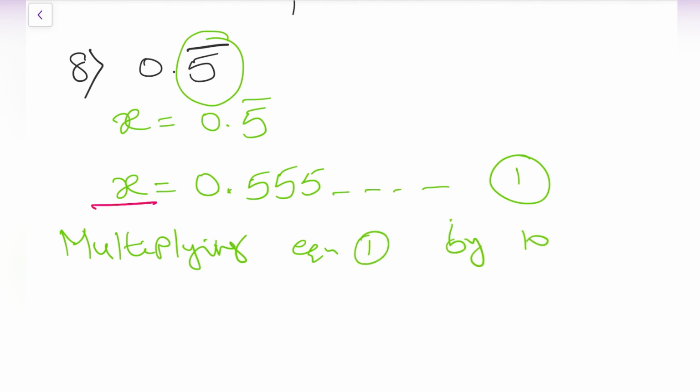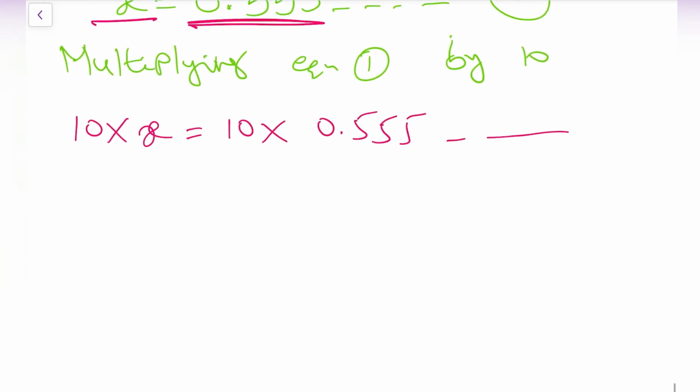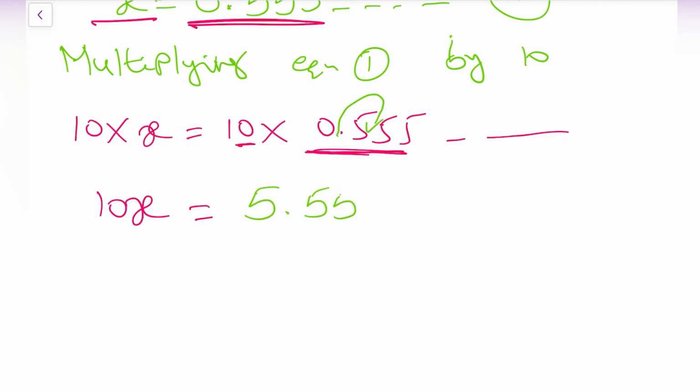Here x is there, so multiplying that x with 10, 10 into x is equal to, the total RHS is also multiplied with 10, 10 into 0.555 and so on. 10 into x, 10x is equal to, we are multiplying this 0.555 and so on with 10. Here only one 0 is there, so the decimal will move one digit to the right side, so it will become 5.555555 and so on. This is equation number 2.